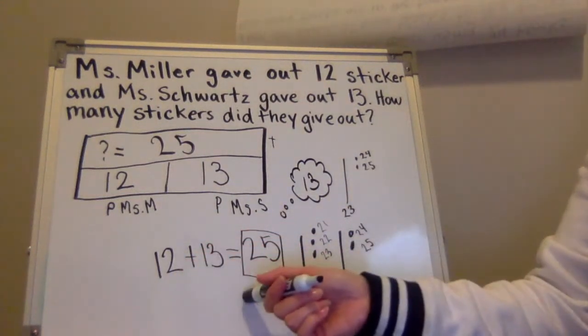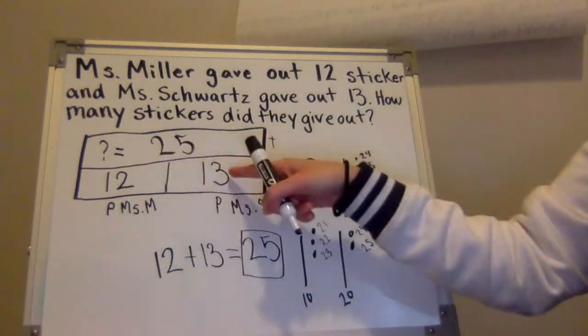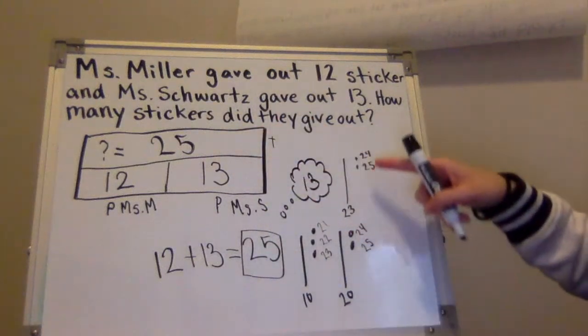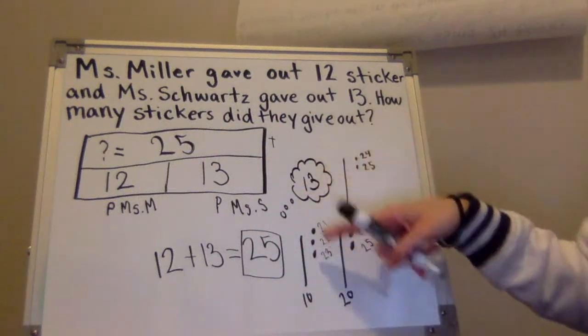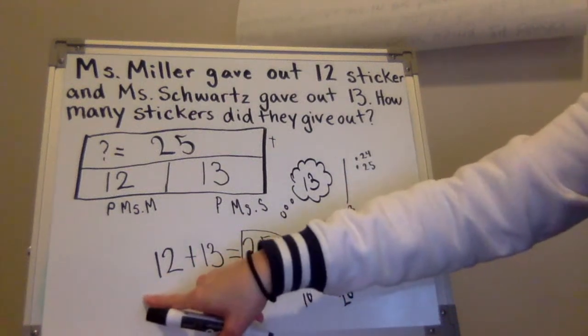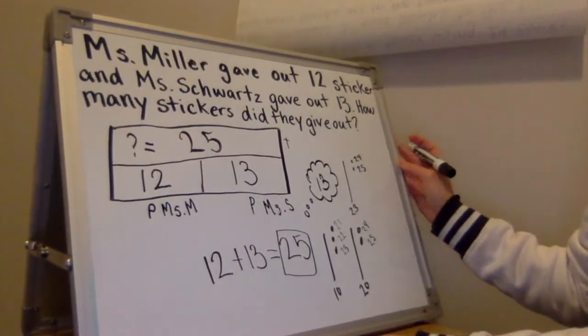We can't forget our number sentence. So we have our tape diagram where we figured out that we had our two parts. We were missing our total. Then we used a strategy to help us figure out what the missing total is. And we wrote that number sentence right here. How many stickers did they give out?